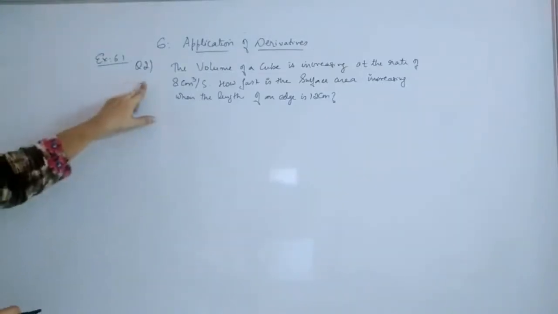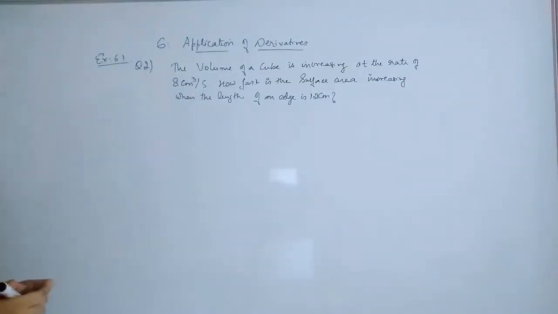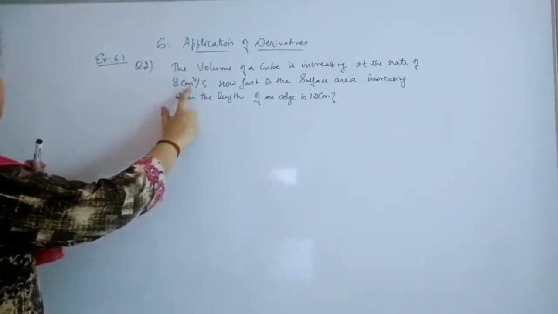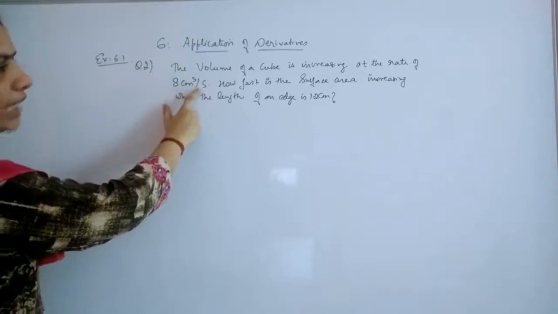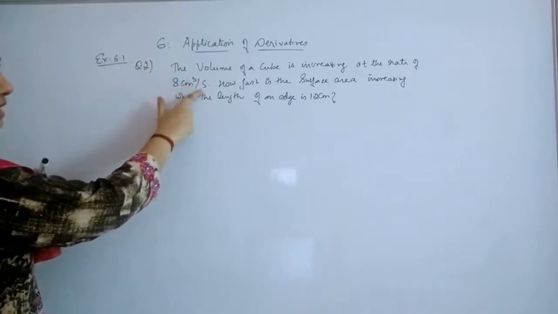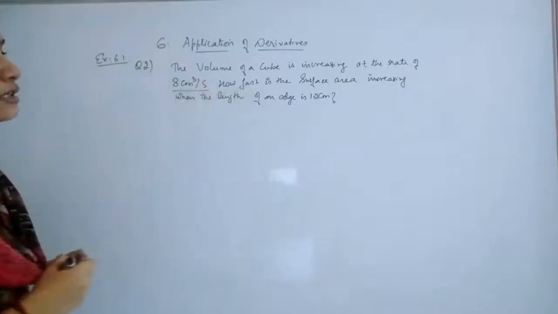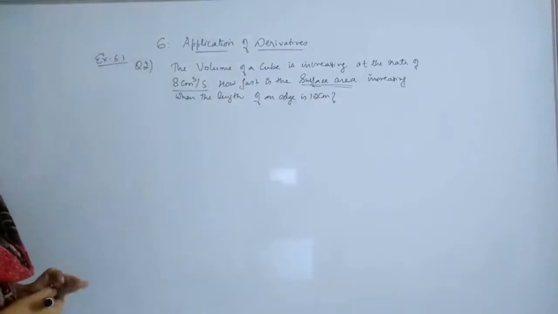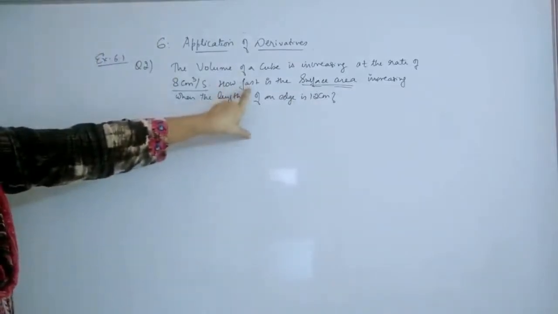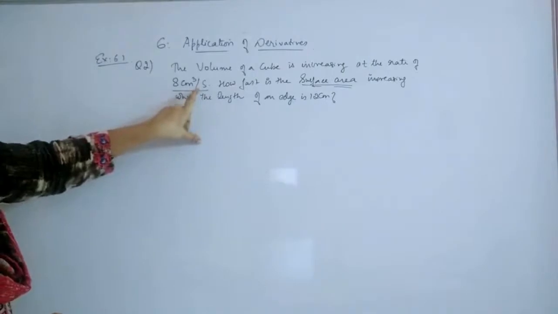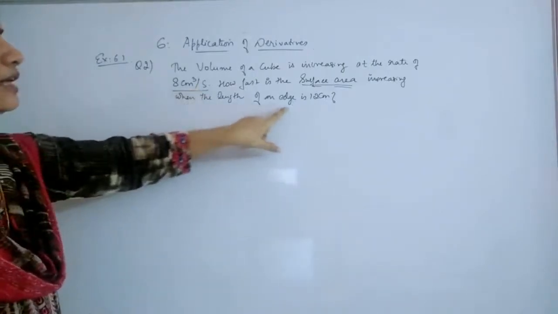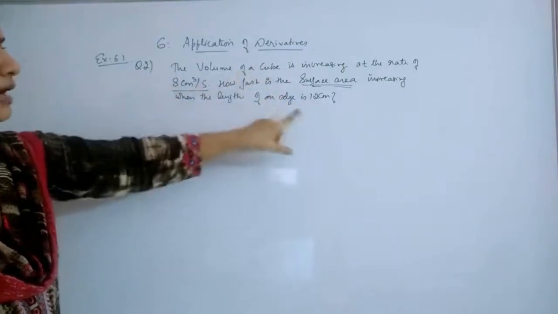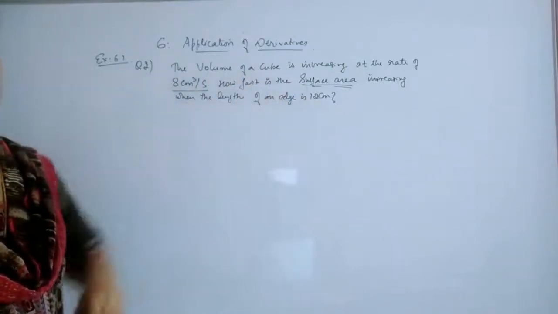So the second question is, the volume of a cube is increasing at a rate of 8 centimeter cube per second. So this gives you the rate of change of volume with respect to time, centimeter cube per second. How fast is the surface area increasing? So you have to find out the rate of change of surface area. And how fast means, as we have already discussed, it will be with respect to time only. Increasing when the length of an edge is given, so the side is also given. At last you have to substitute that side value as 12 centimeter.